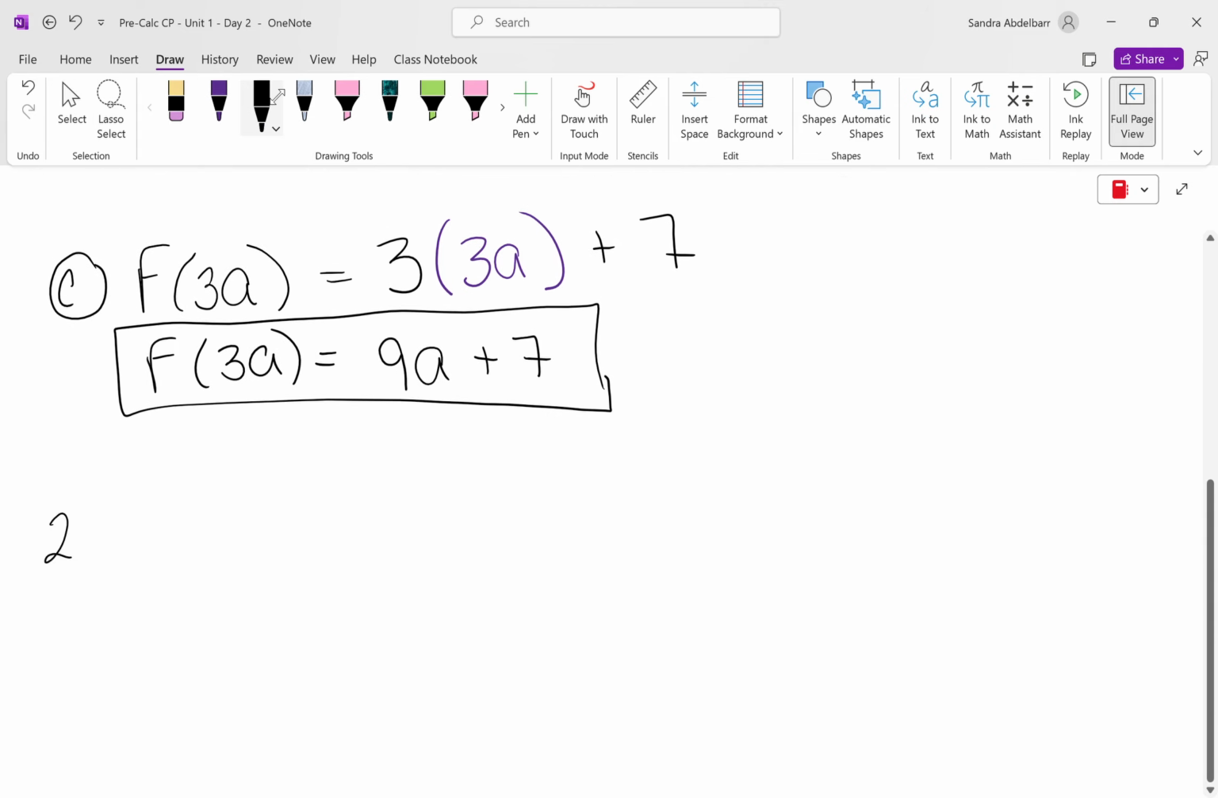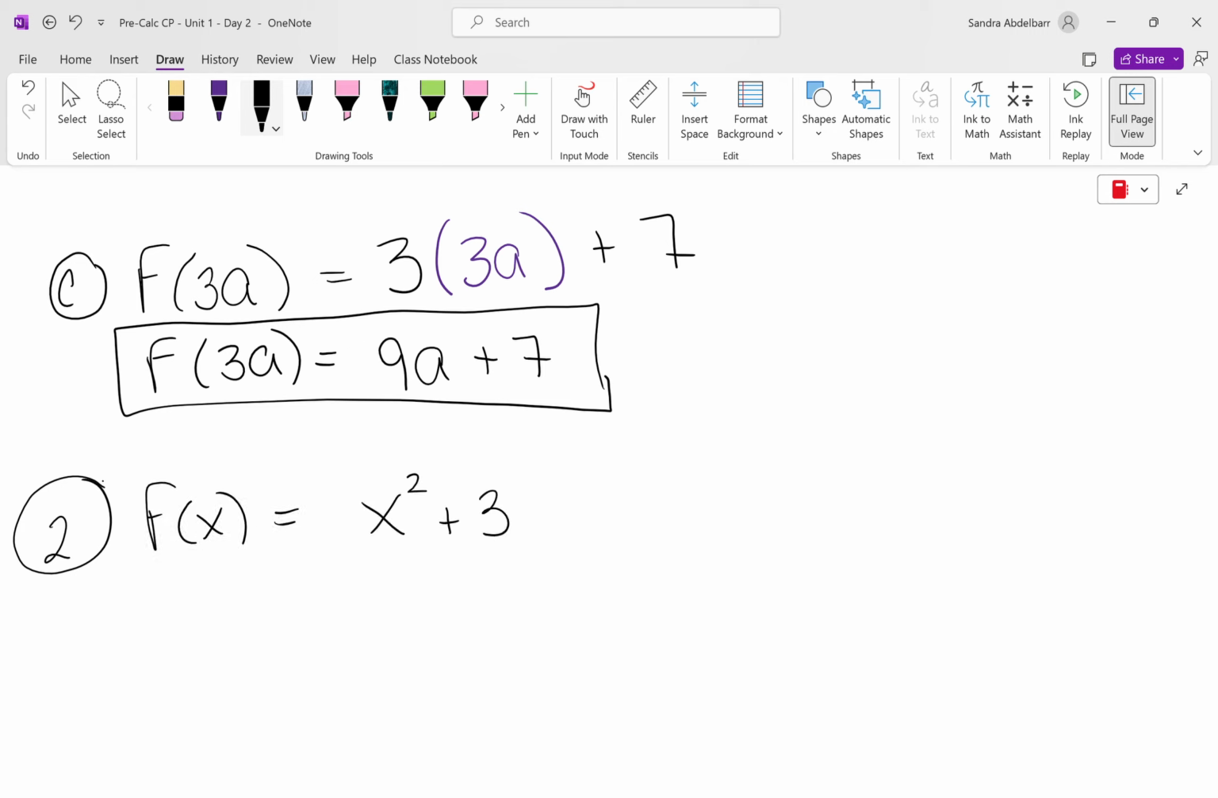Okay, I'm changing the function now. So now the function is f of x is equal to x squared plus 3x plus 4. I want you all to find f of negative 3.